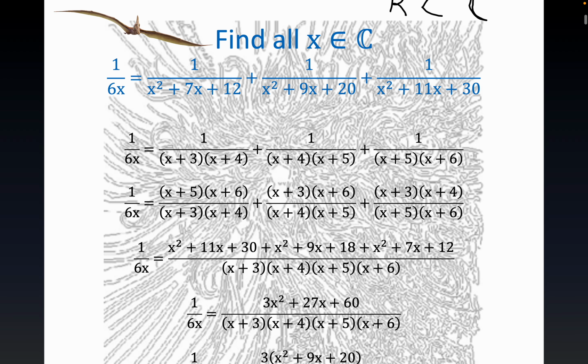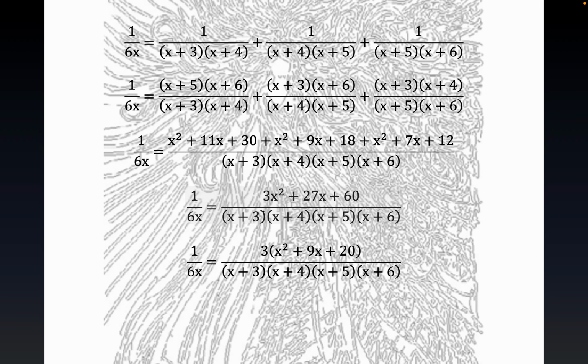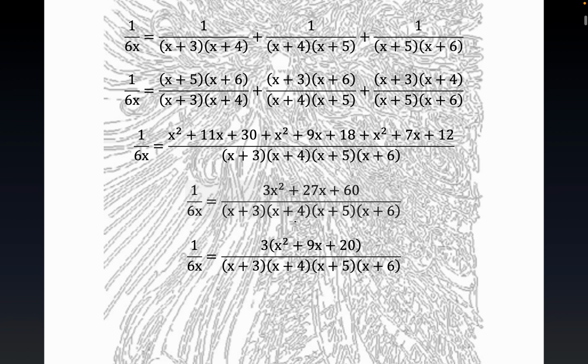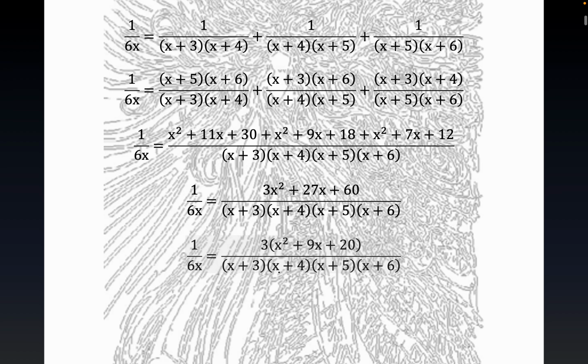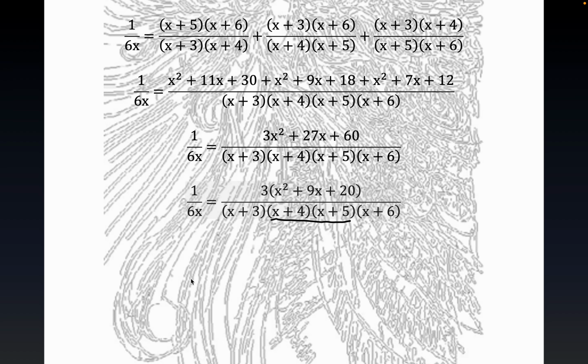But notice something very nice happens right here. 3 factors out, and what you end up with is, I'll underline this object and put it directly underneath. X plus 4 times x plus 5 is exactly x squared plus 9x plus 20. So as long as x is not equal to negative 4 or negative 5, those two factors cancel, and what you end up with is this result.